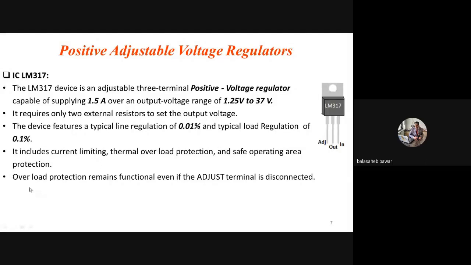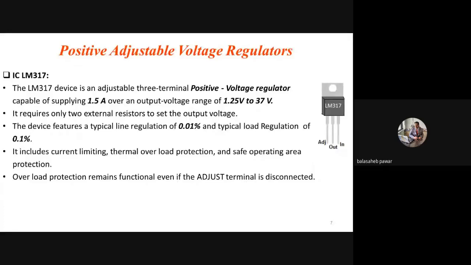That overload protection remains functional even if the adjust terminal is disconnected. Okay, see this last point. Looking at this IC, you might have seen such a device in our lab also. Right, are you seeing such a device while doing the practicals for BEE, basic electronics?